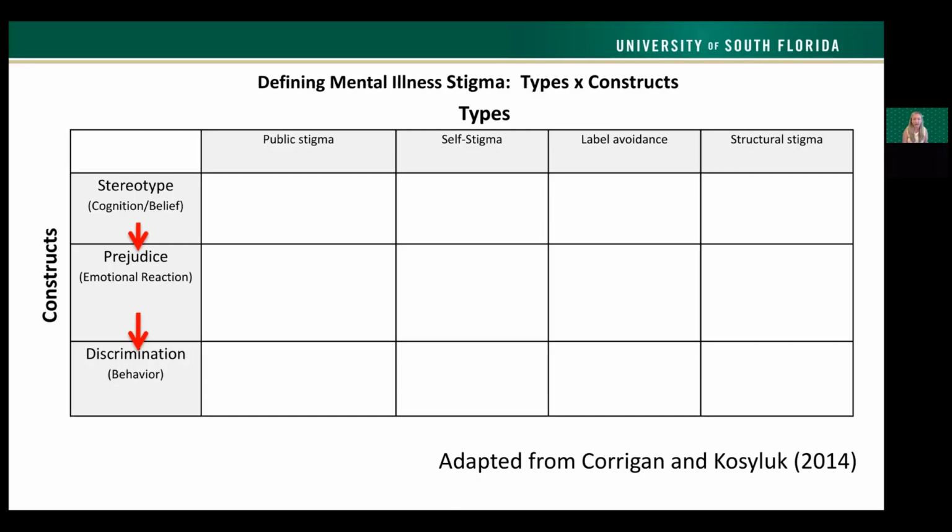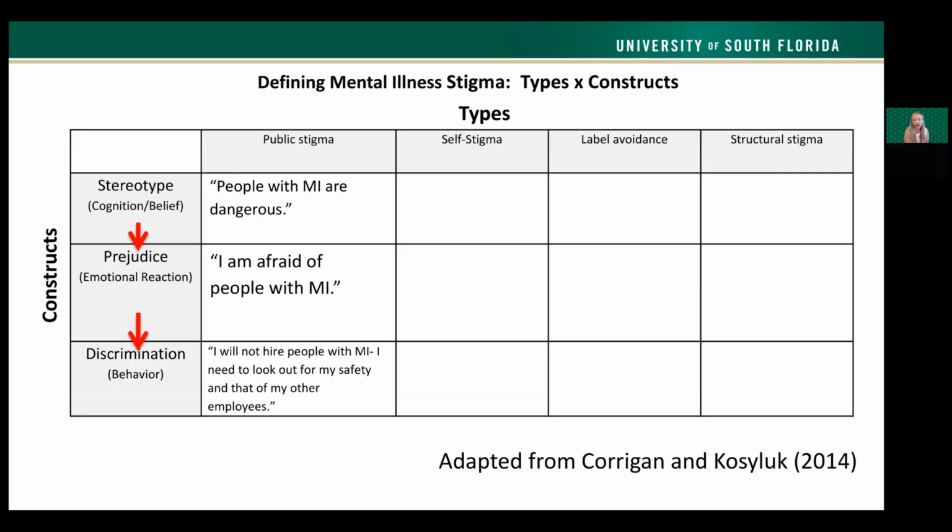So for public stigma, the stereotype might be that people with mental illness are dangerous. And if we believe anything is dangerous, a person or a place, we tend to have an emotional reaction of fear. So people with mental illness are dangerous, and I'm afraid of people with mental illness. And then the discriminatory response might be, and this is an example in an employment setting where people with mental illness commonly face discrimination: I will not hire people with mental illness. I need to look out for my safety and that of my other employees.